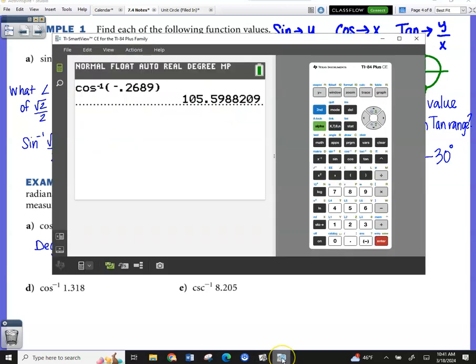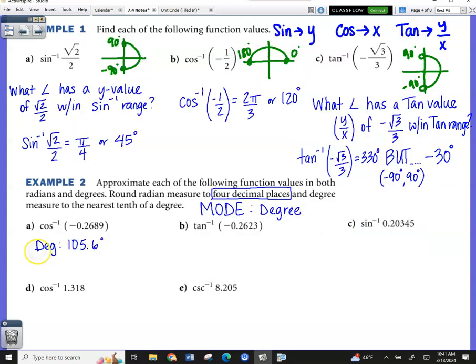So what I did was I said, there's my degree answer, and then I multiplied that by pi over 180 to get my radian answer. So I was only finding the actual true value once, and then I just converted it every time. I'm going to draw an arrow that to go from degree down here to radian, you would multiply by pi over 180. You are going to 4 decimal places, which means you check the 5th one.